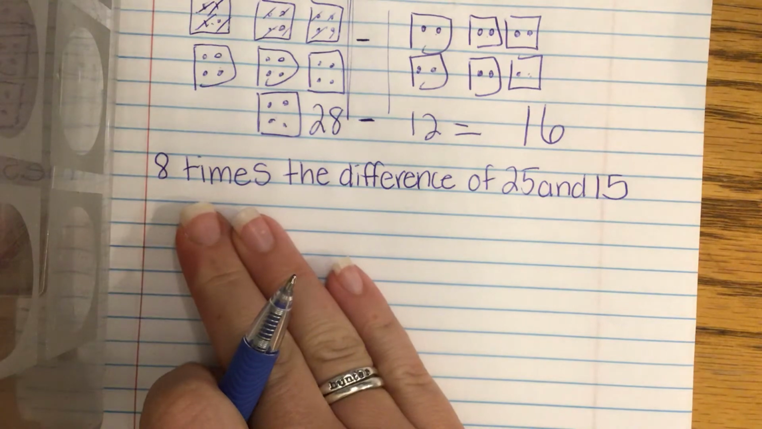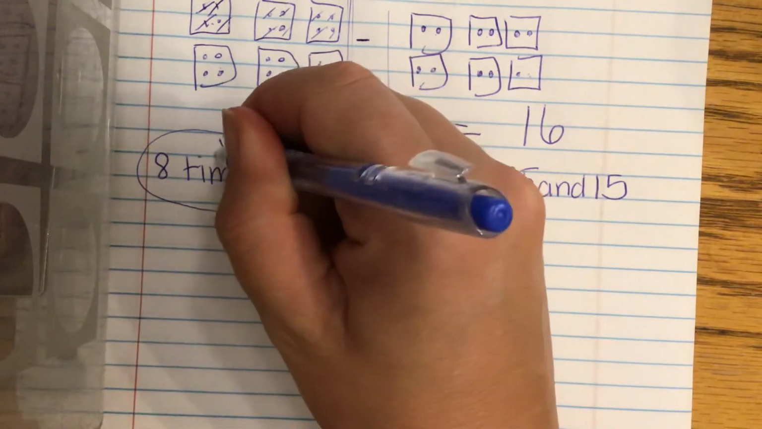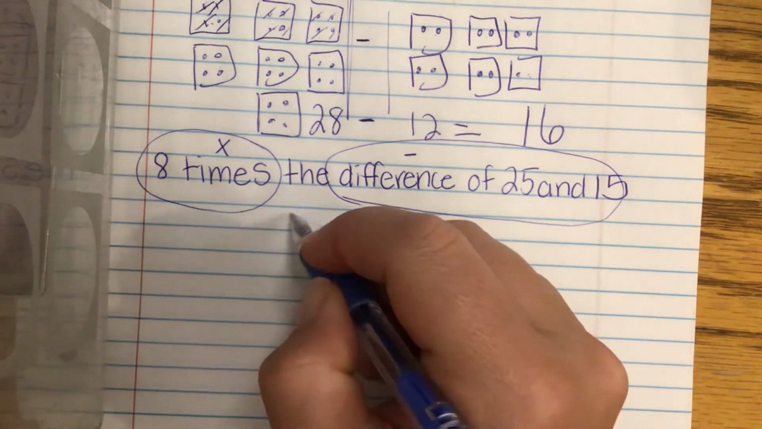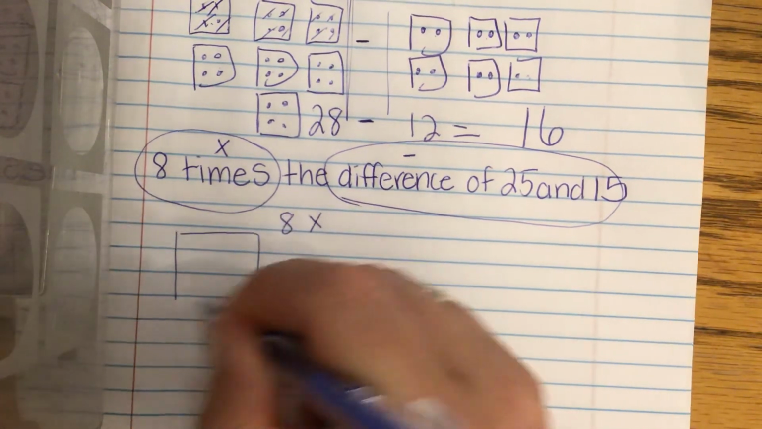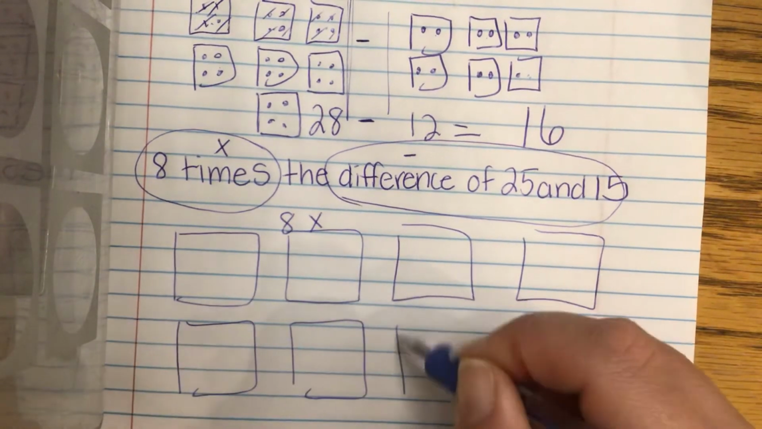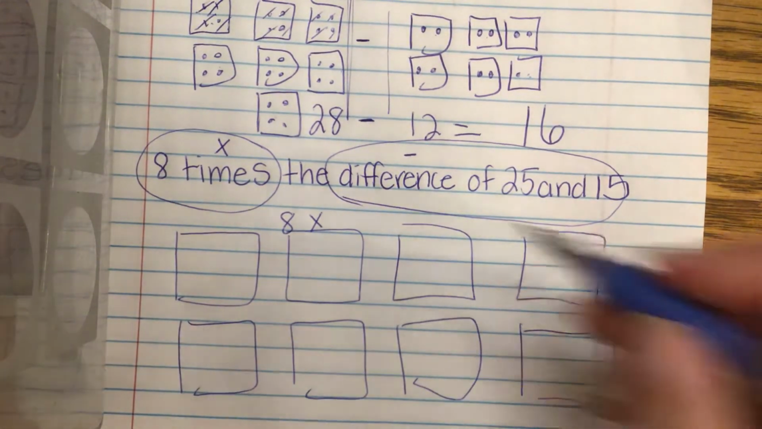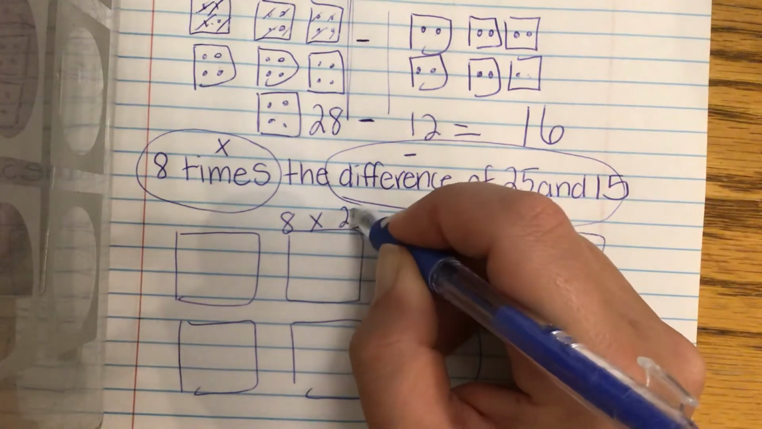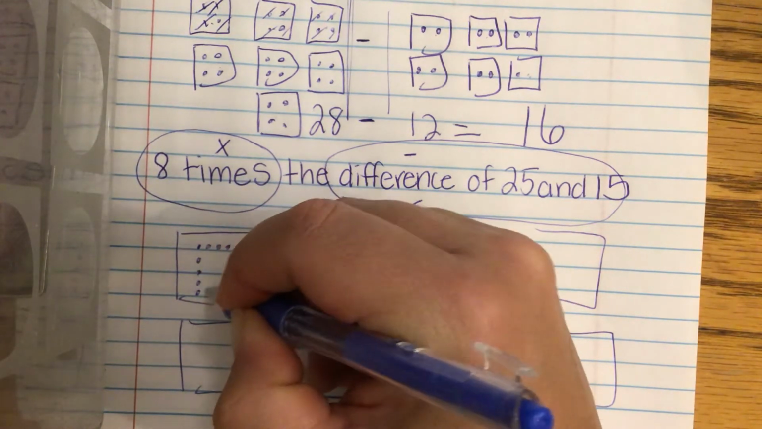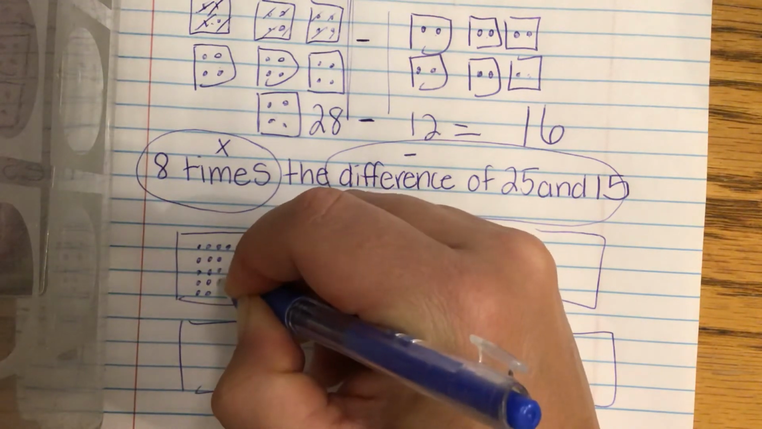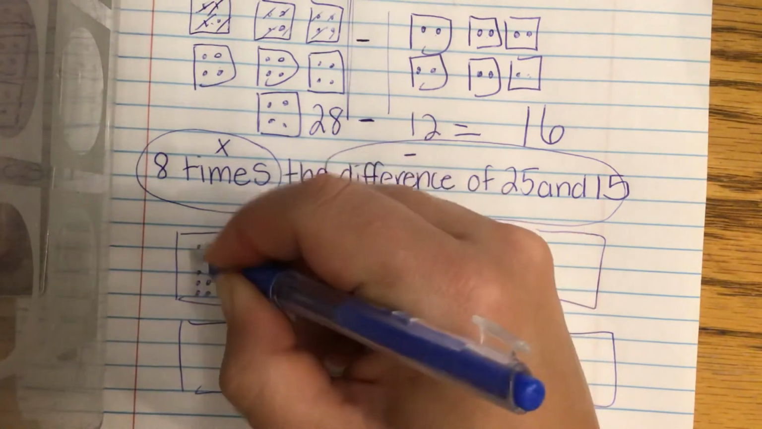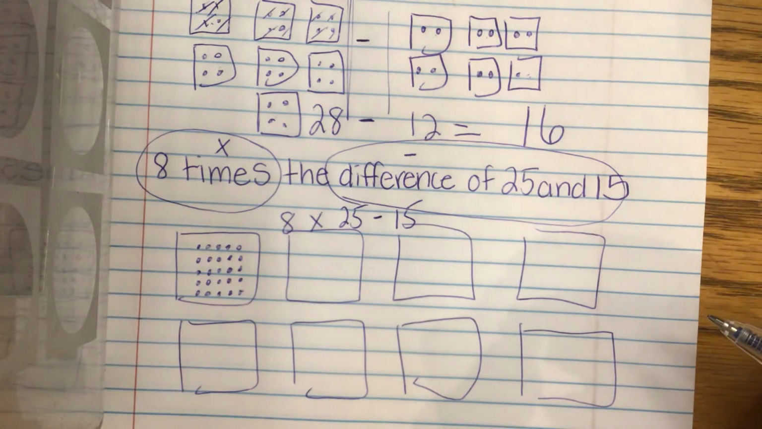So 8 times, okay? So I'm going to do 8 times something. The difference of, so I kind of have two phrases. 8 times, so I'm going to do something 8 times. 8 times the difference of 25 and 15. So I'm going to do 1, 2, 3, 4, 5. I made mine nice and organized. I did a 5 by 5 array.